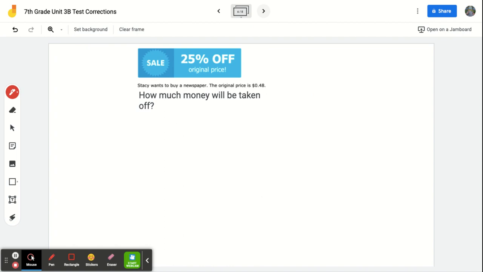Question 2. You have a 25% off for the original price. Stacy wants to buy a newspaper. The original was 48 cents. How much money will be taken off? So you need to tell me how much money will get deducted from the original.